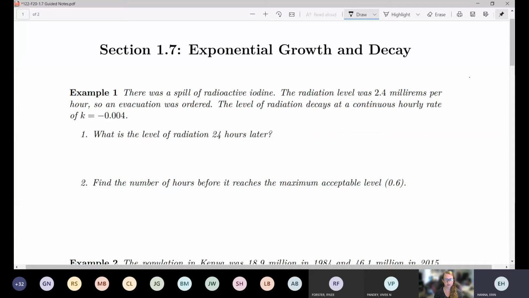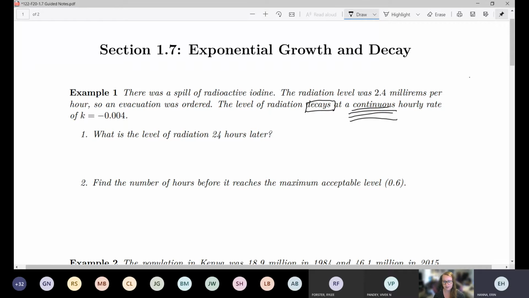All right. So 1.7 is called exponential growth and decay. And again, it's just doing more exponential and logarithmic stuff. We've got most of the actual techniques. We just have maybe 1 or 2 new definitions to look at. But let's look at this first example first. There's a spill of radioactive iodine. The radiation level was 2.4 millirems per hour, so an evacuation was ordered. The level of radiation decays at a continuous hourly rate of K equals negative 0.004.